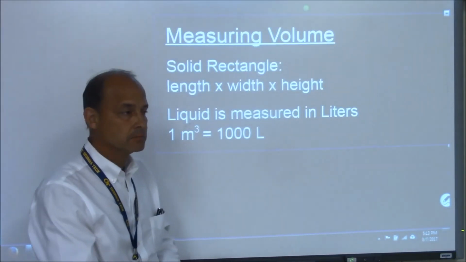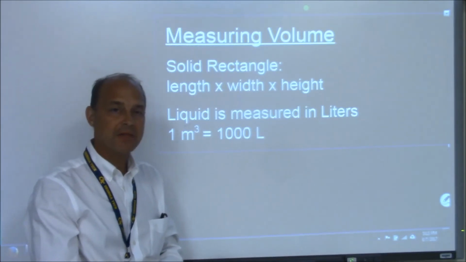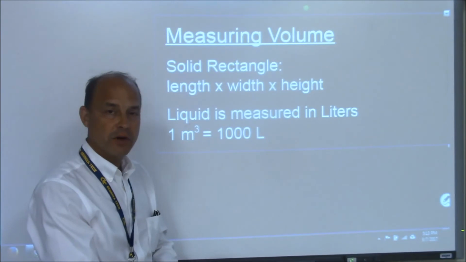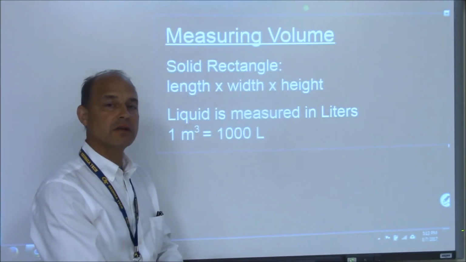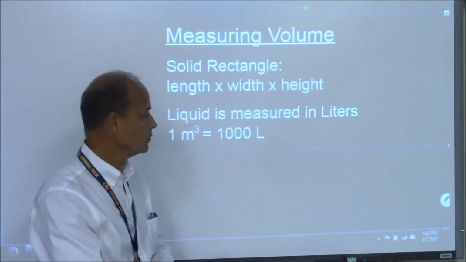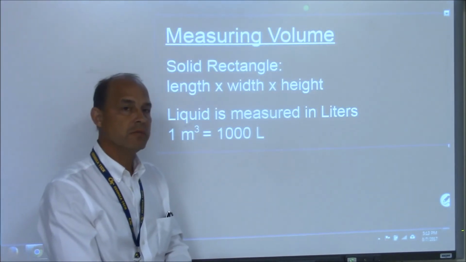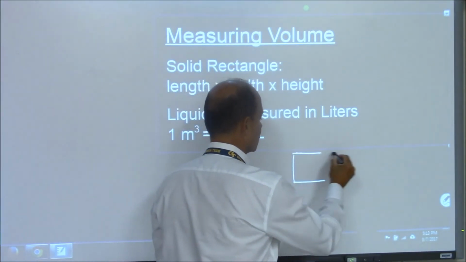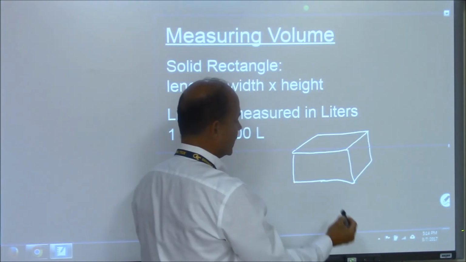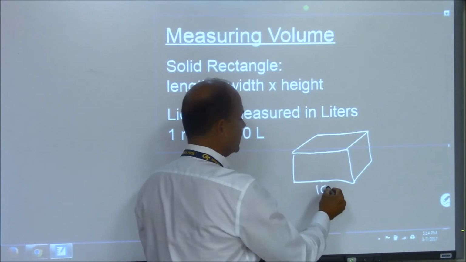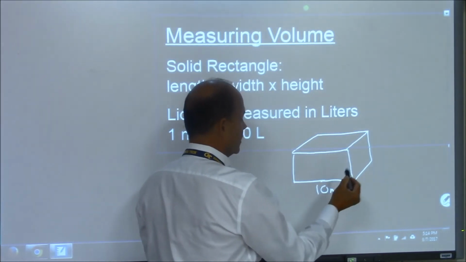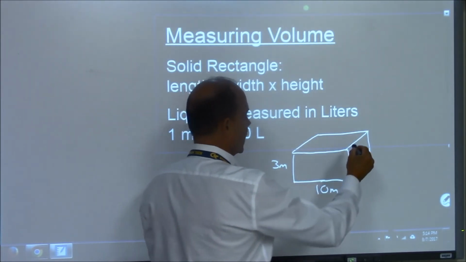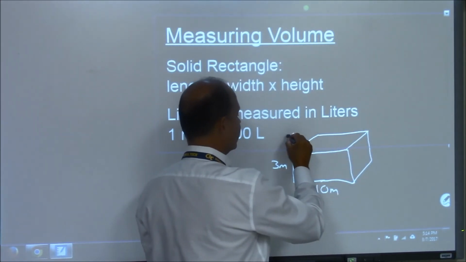Measuring volume. You may remember from math class that you measure the length times the width times the height in order to get the volume of a rectangular cube, right? So if I was to measure, say, a swimming pool that had these dimensions, say it had a length of 10 meters and a depth of 3 meters and a width of 5 meters.